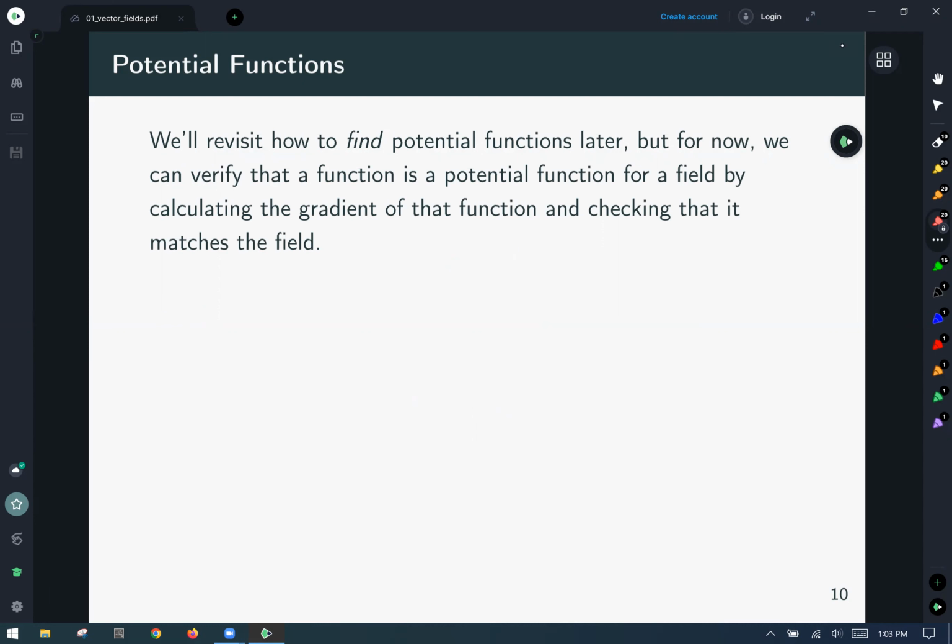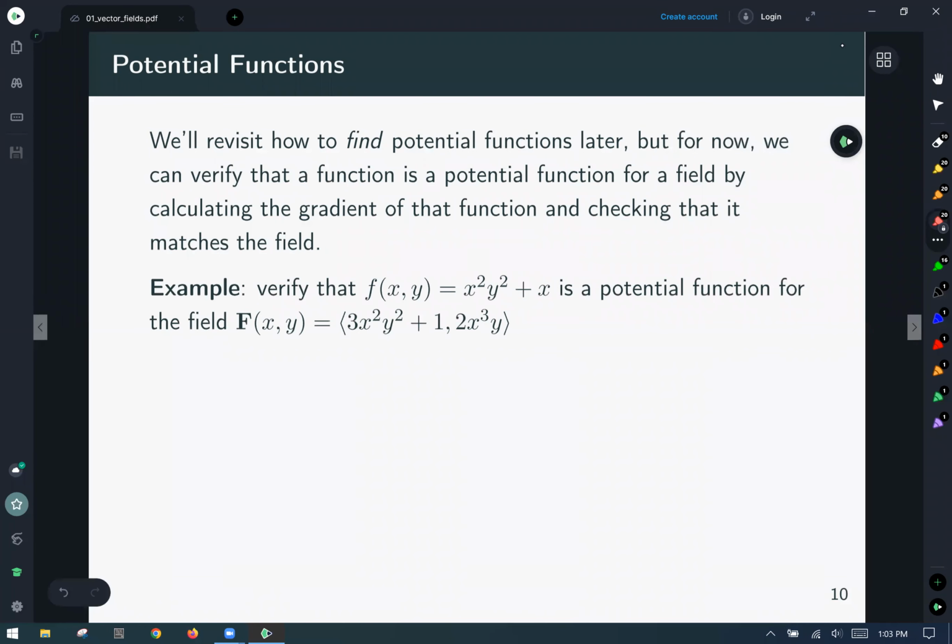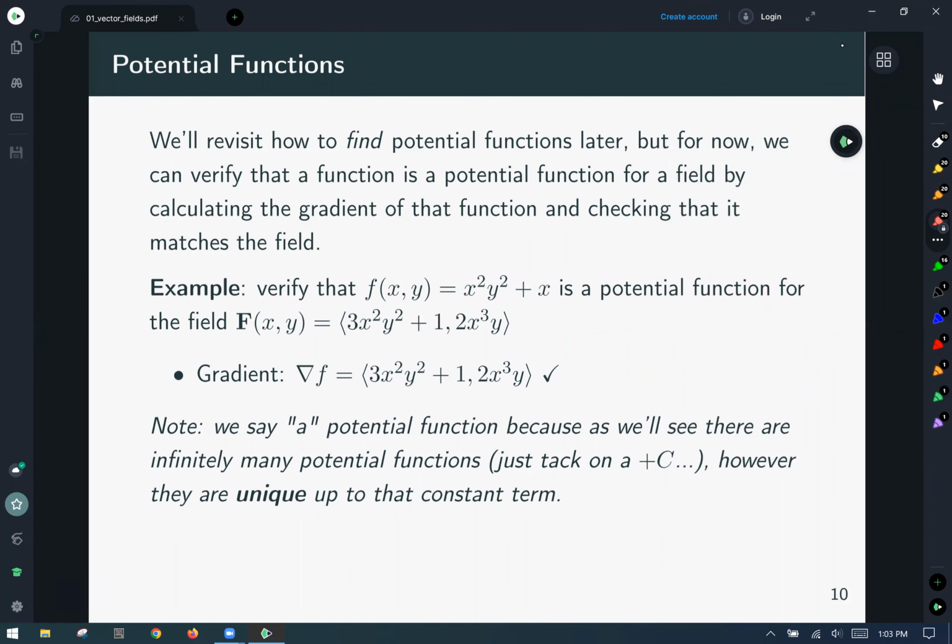But for now, what we can do is verify that a function is a potential function for a field by calculating the gradient and checking that it matches the given field. So if we're given the function f is equal to x squared y squared plus x, we want to verify it is a potential function for the given field, 3x squared y squared plus 1 in the x component, and 2x to the third power y in the y component. So all we have to do is calculate the gradient of this scalar function f. And sure enough, if you take that partial with respect to x, you've got it. Not bad at all.